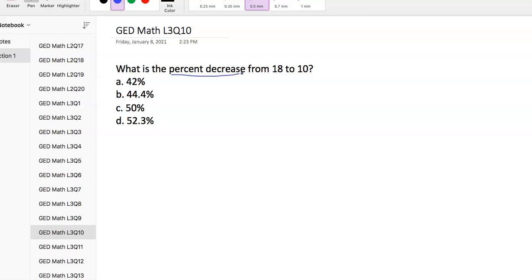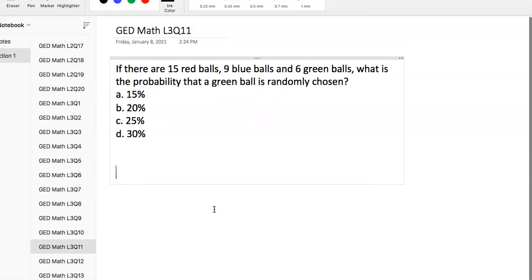Right? So this one is just percent decrease rather than percent increase. Same exact formula. New minus old divided by old. And if we calculate that out, we come up with a 44.4%. All right, moving on.